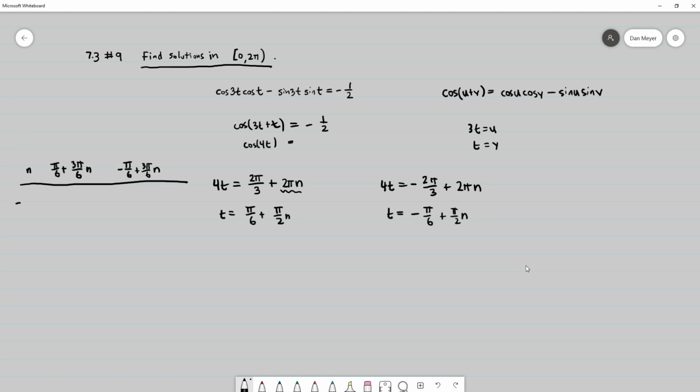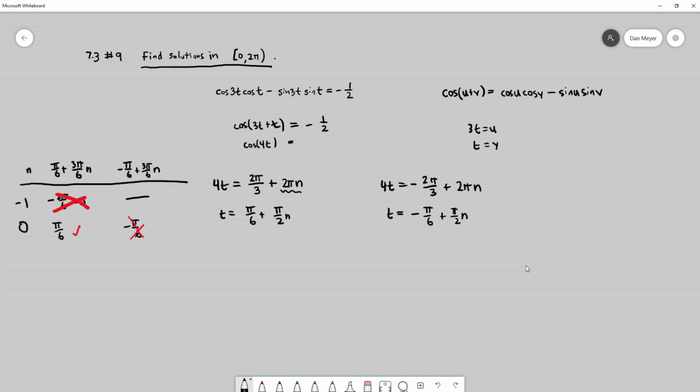Now, just for the sake of it, when n is minus 1, I get pi over 6 minus 3 pi over 6, which gives me negative 2 pi over 6, which is less than 0. So we don't want to keep that one, and here we're not going to even compute it. When n is 0, I get pi over 6, which is between 0 and 2 pi, so we'll go ahead and keep that. Here, I get minus pi over 6, which is negative, so we're not going to keep that one.